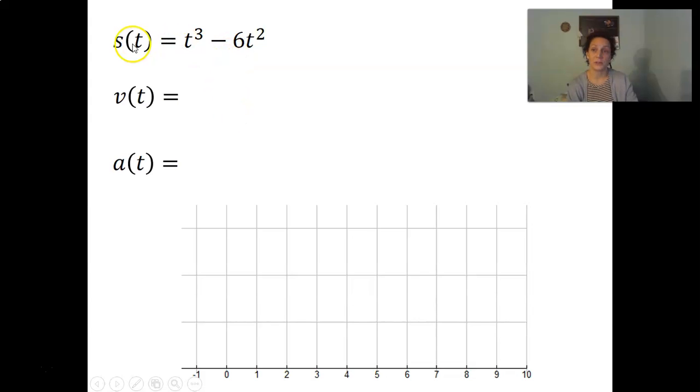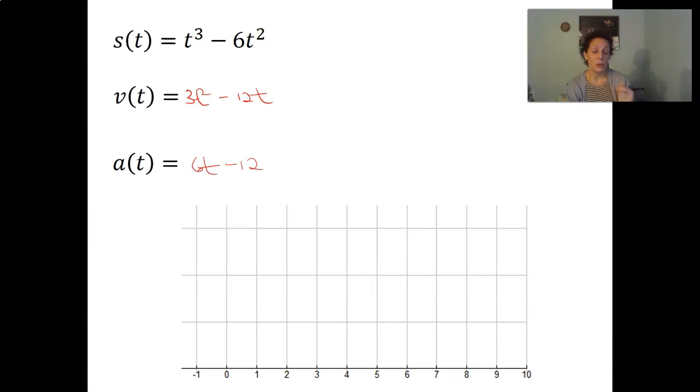Like I said, first things first, if I want to analyze the motion of this particle, here is my position function, t cubed minus 6t squared. So if I take the derivative of that to get velocity, I'm going to have 3t squared minus 12t. And if I take the derivative of that to get acceleration, I'm going to have 6t minus 12. So now I have my equations. So if they came at us and they said, what's the velocity when time equals 5? Or what's the acceleration at time equals 10? We're just plugging in numbers.